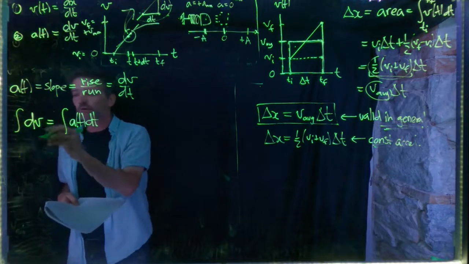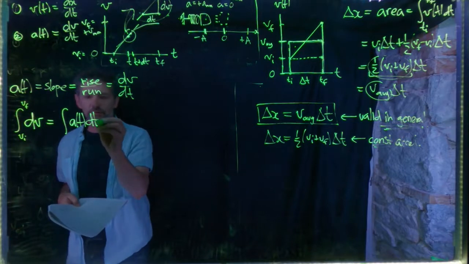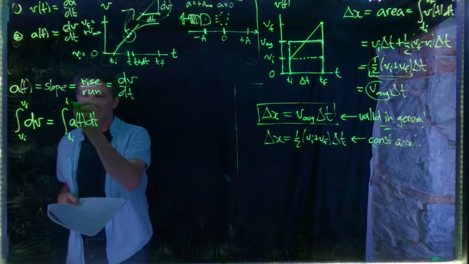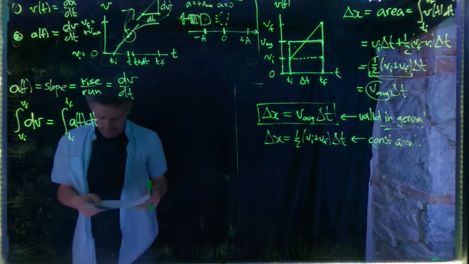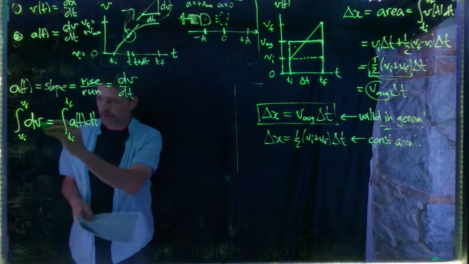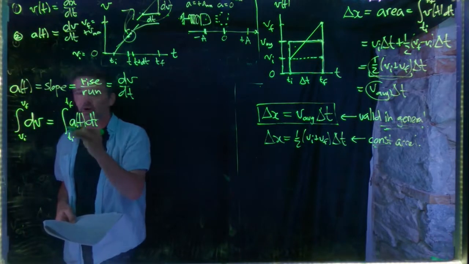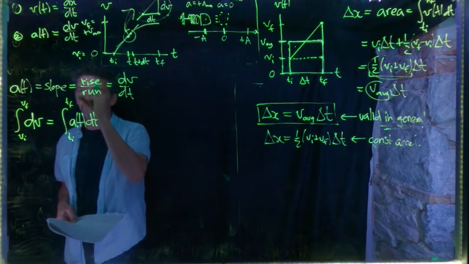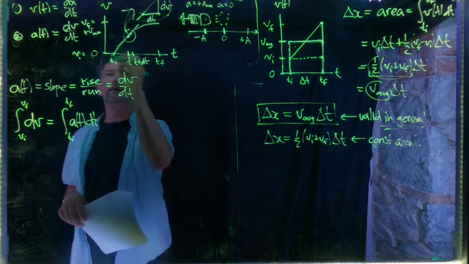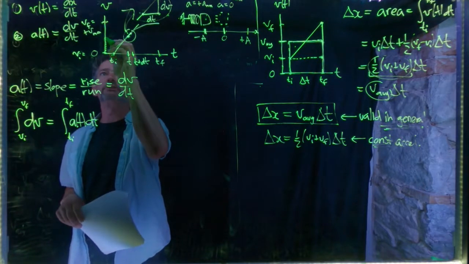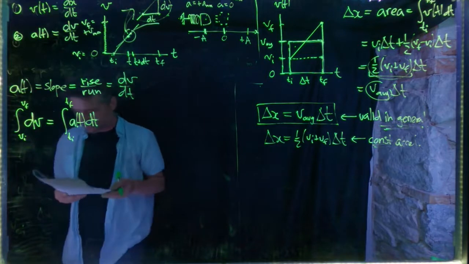In this case, we're integrating over v, so we integrate from v initial to v final. Here we're integrating over the time, so we're integrating from the corresponding t initial to t final. On the left-hand side, the integral of dx is x final minus x initial. You add up a whole bunch of infinitesimal displacements dx to get the total displacement. Here you add up from t initial to t final all of the infinitesimal little changes in velocity, and so the total change in velocity will be v final minus v initial.